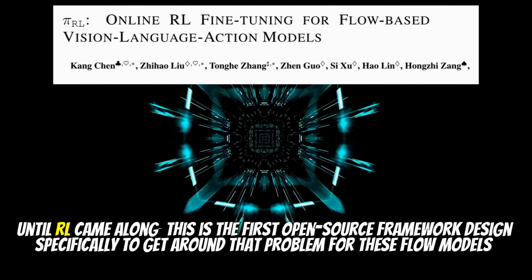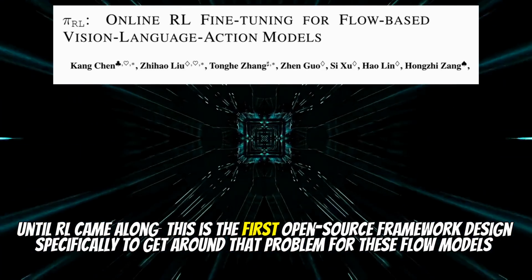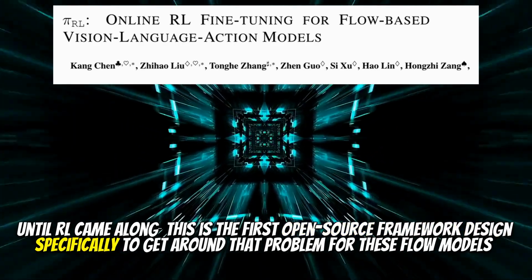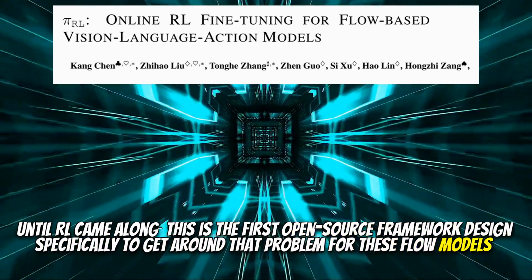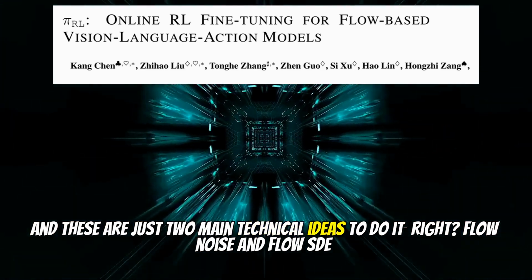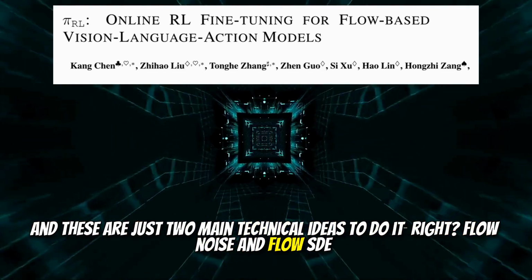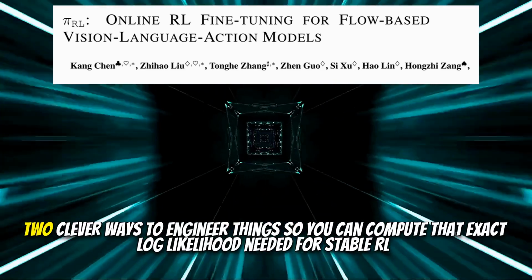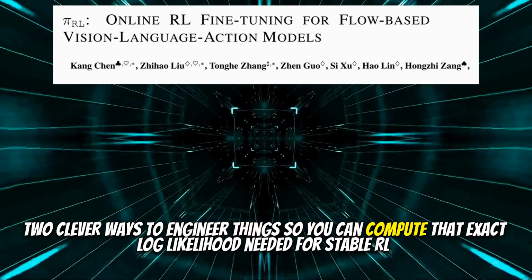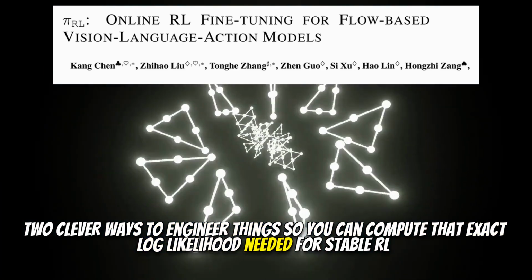Precisely. Until πRL came along, this is the first open source framework designed specifically to get around that problem for these flow models. And they introduced two main technical ideas to do it, right? Flow-Noise and Flow-SDE. That's the core of it. Two clever ways to engineer things so you can compute that exact log likelihood needed for stable RL.